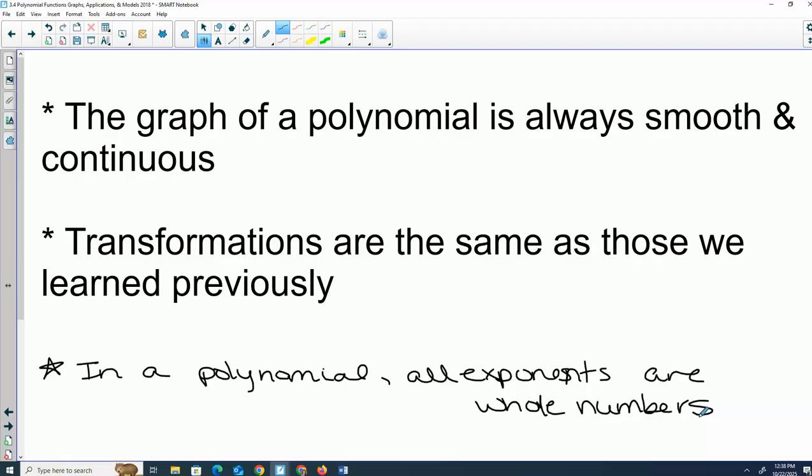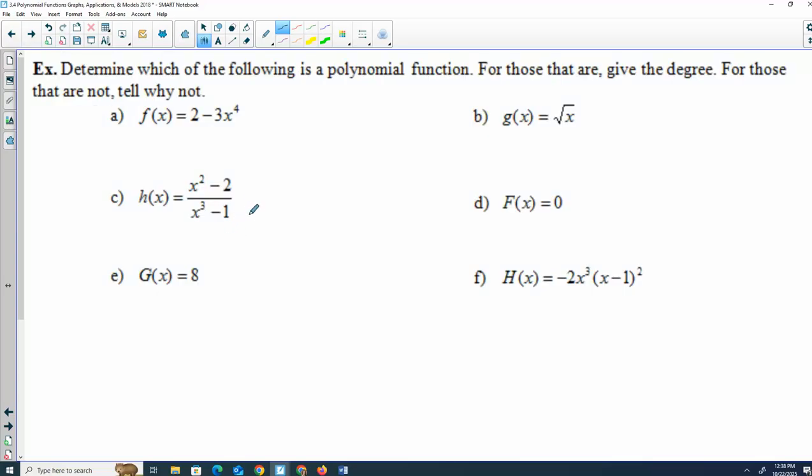All right. Let's look at some problems then. I want to decide if these things are polynomials. If they are, I want to give the degree. If not, we're going to tell why not. So, is the first one a polynomial? Yes. Okay, what's my degree? 4.